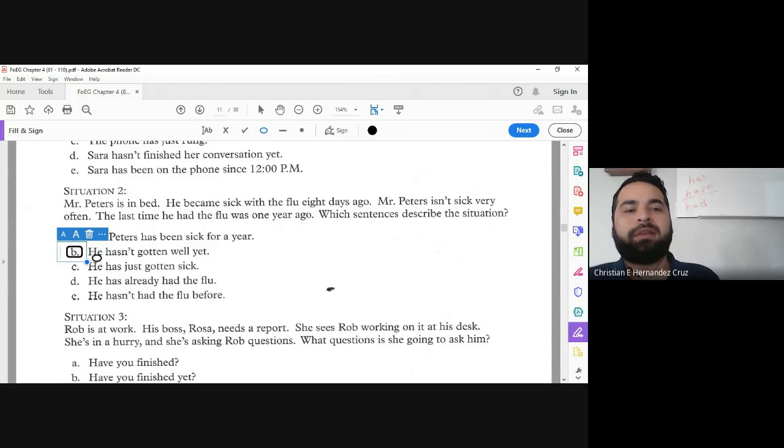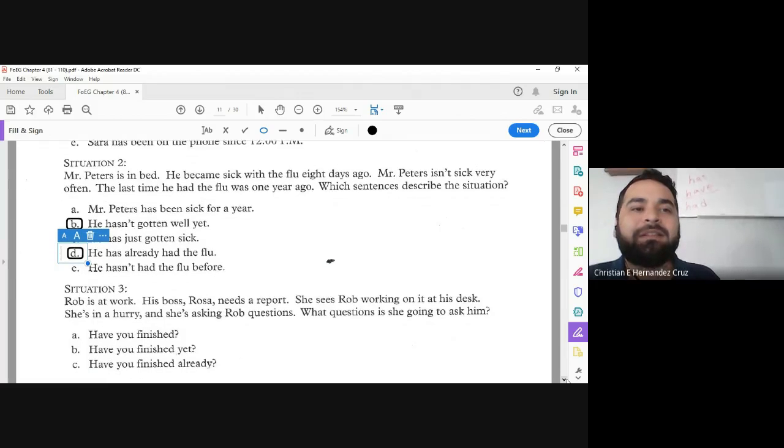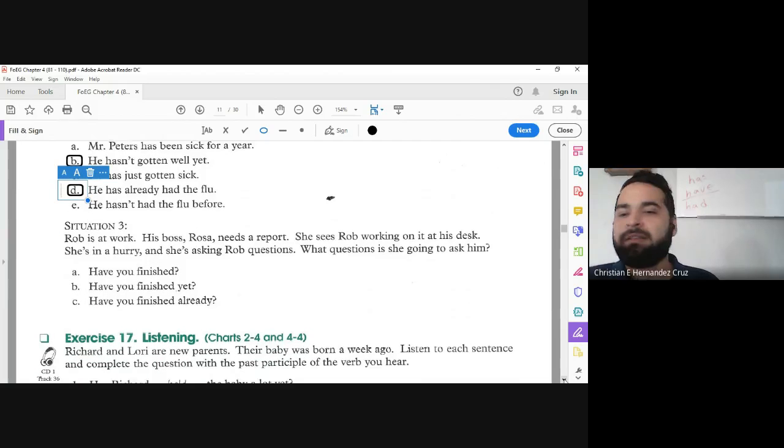We could also say another one. D. He has already had the flu. This is true. See, if this book had been written in 2020, then we would be very suspicious of Mr. Peters, and we'd probably keep him quarantined in his house. Okay, so it's either B or D, and I think they're both good, so I'm going to leave them both selected.